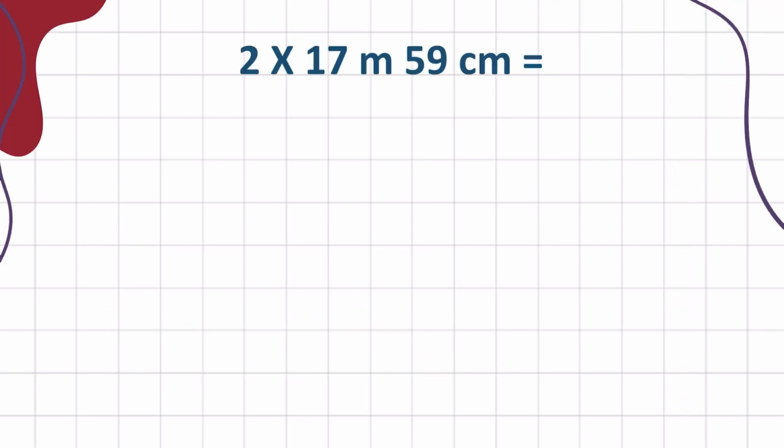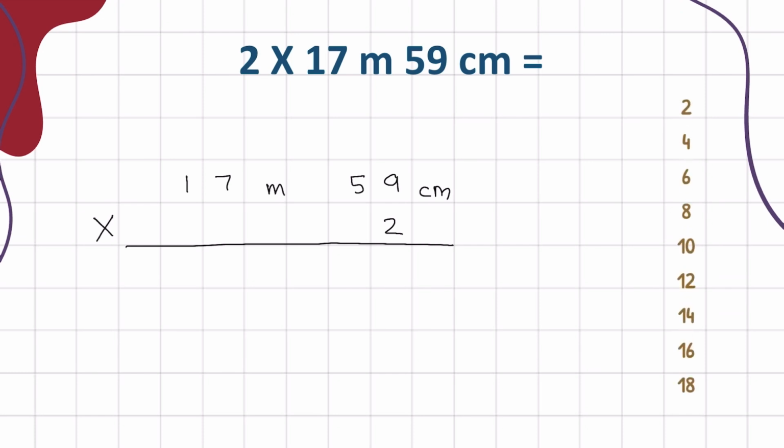Now let's look at the next example. We have 2 times 17 meter and 59 centimeter. Again, as you can see for this question, we need to times meter and centimeter together. We need to write down the top number first, which is 17 meter and 59 centimeter times with 2. So write down 2 below 9, which is the last number. Draw the line for the answer, and we need to use times table 2 to find the answer.